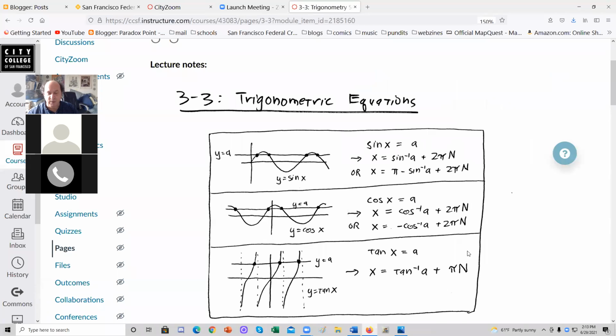Okay, for today, we will be solving trigonometric equations. This was on the extra credits I showed you last time, and there was an extra credit about inverse trig, and this was one of the sections in it.